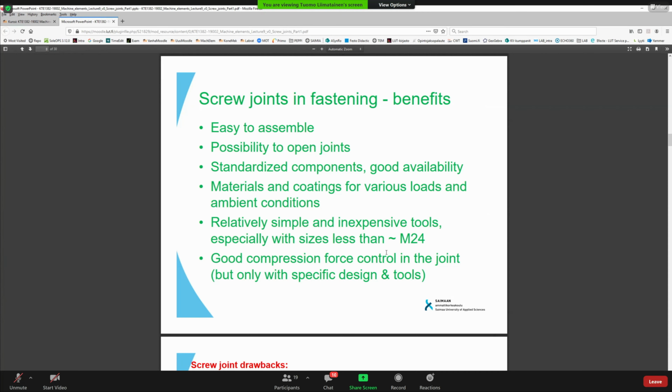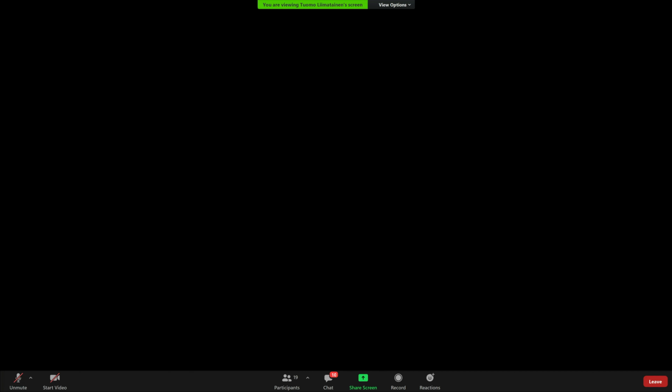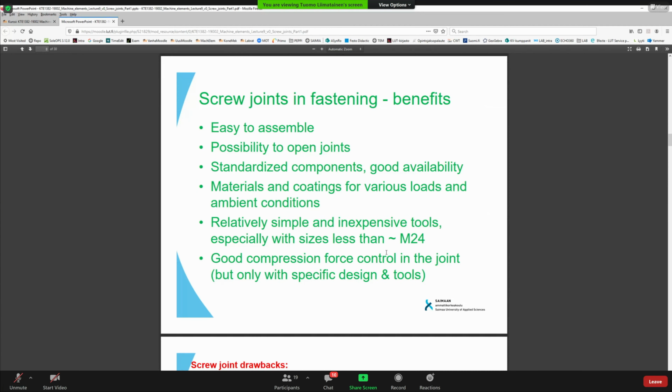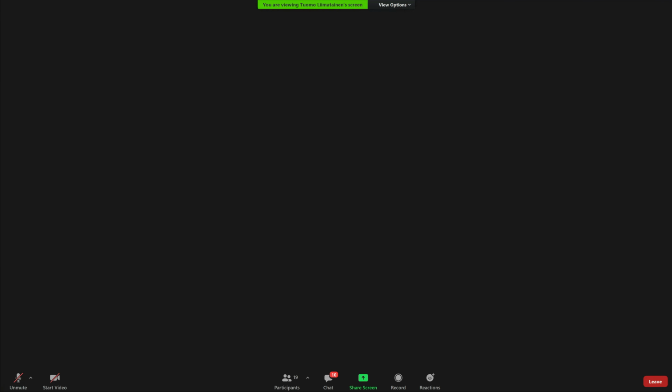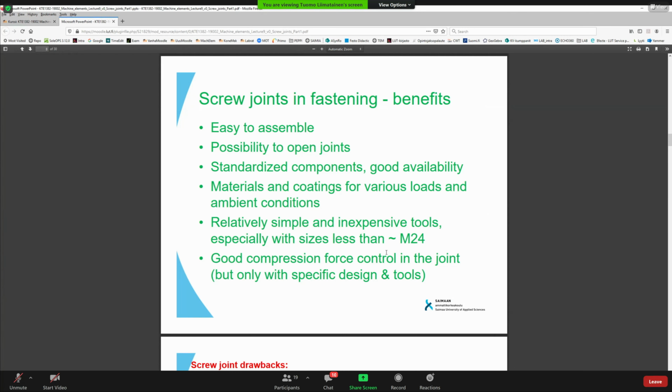And also one of the benefits is that when using a screw joint, you will have good compression force control in the joint. But that is on the condition that you have a good design and good tools for it. So you cannot obtain that with just bulk screws from the shelf. It requires a specific design, but it's possible.